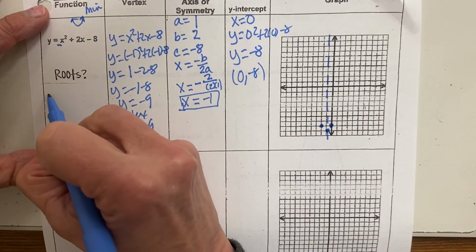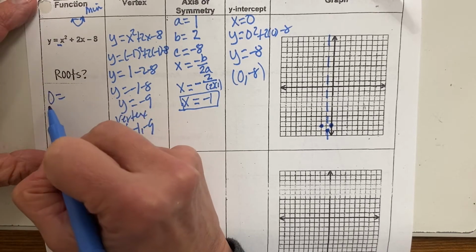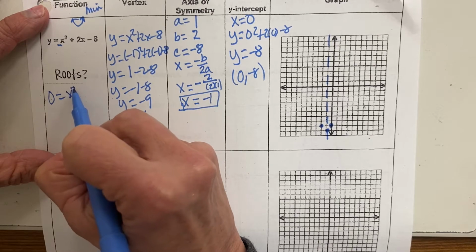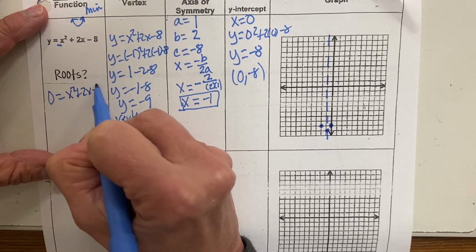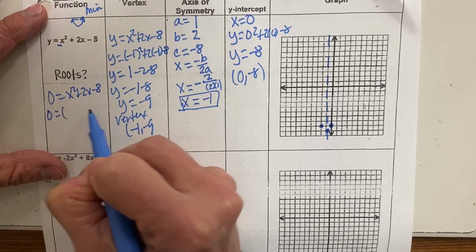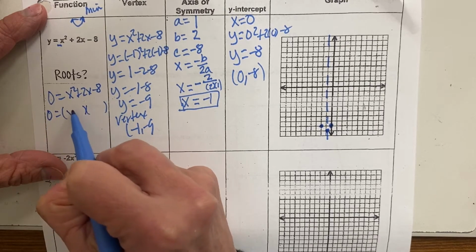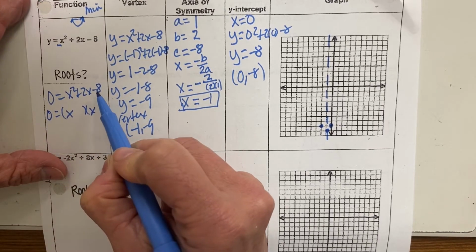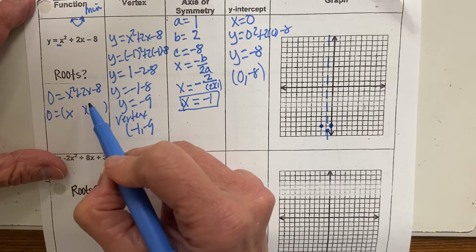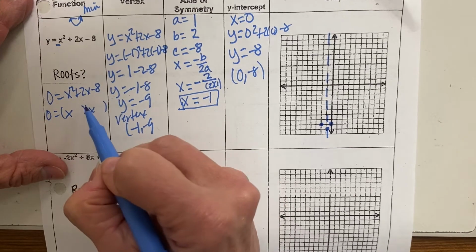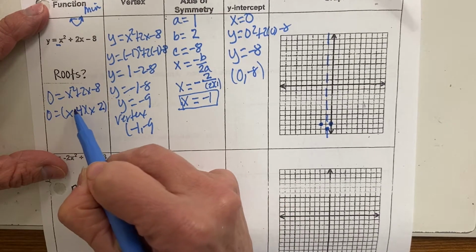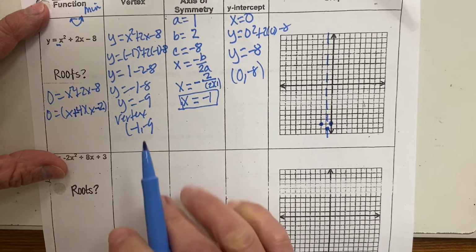So I will set this equal to zero, and that's where the word zeros comes from, because I set it equal to zero. And so I have x squared plus 2x minus 8, and then I will factor that. And so then I'm looking for two numbers that multiply together to give me negative 8 and add up to 2. And my factors are going to be 4 and 2.